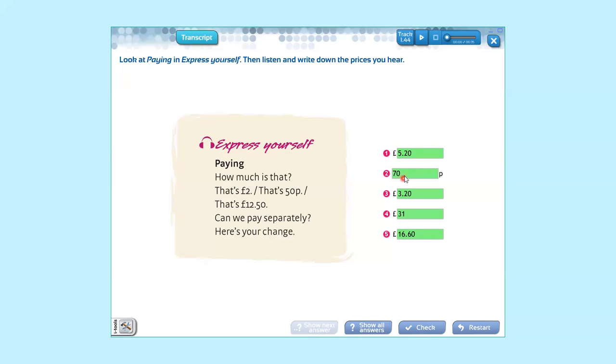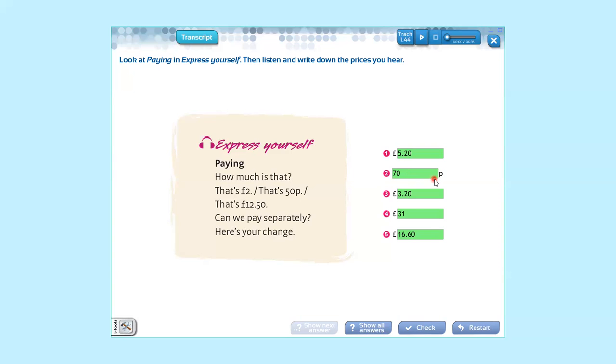Continue with the next one, number 2. 70p or 70 pence, okay? 70p is very American. Also the British people use it, but obviously you can say p or pence, okay?